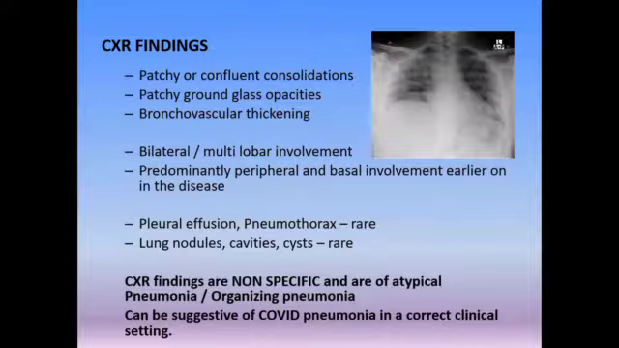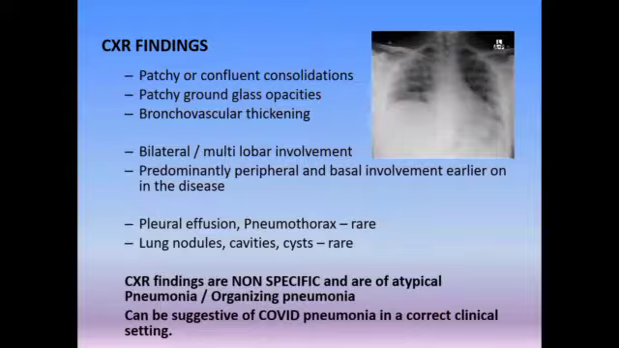And usually it starts off in the peripheries of the lung as well as the lung bases, and then as the disease progresses, of course, you see involvement of all zones. Sometimes we see pneumomediastinum, sometimes as a complication of ventilation therapy, but rarely we also see it as part of the disease itself. But pleural effusion and pneumothorax are rare, and we don't usually see lung nodules or cavities or cysts.